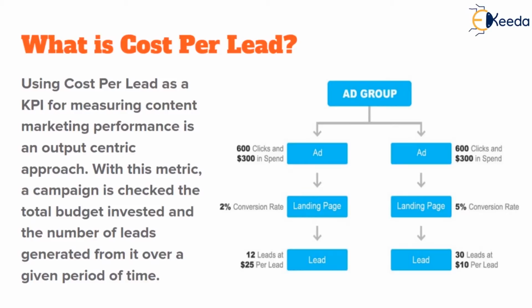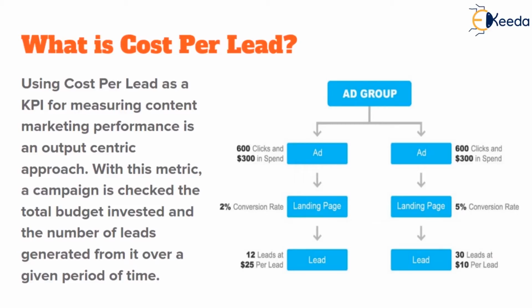Now, here's an example for you to understand how cost per lead is calculated. Let's say you design content for an ad group. You have two different types of ad copies created and two different types of landing pages created. So within one campaign, you have two different ads running. For ad number one, you have a $300 total spend budget. And with that $300, you are able to achieve 600 clicks.